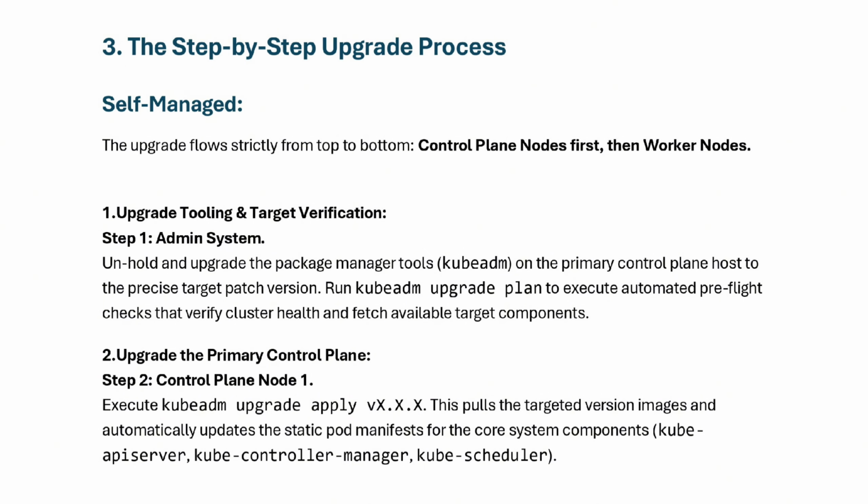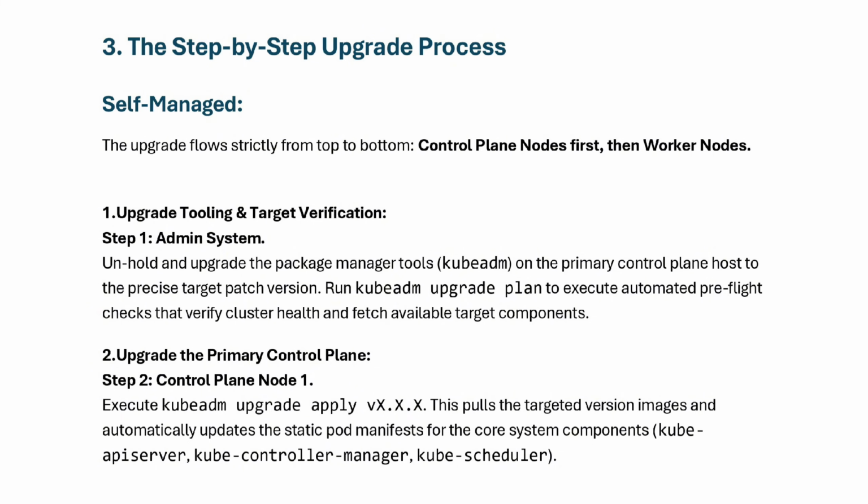Step 2, that is in control plane node 1, we upgrade the primary control plane. We execute the command kubeadm upgrade apply with the version we are aiming for. This pulls the target version images and automatically updates the static pod manifests for the core system components: kube API server, kube controller manager, kube scheduler. This means that we apply the command kubeadm upgrade apply with the version we are aiming for.